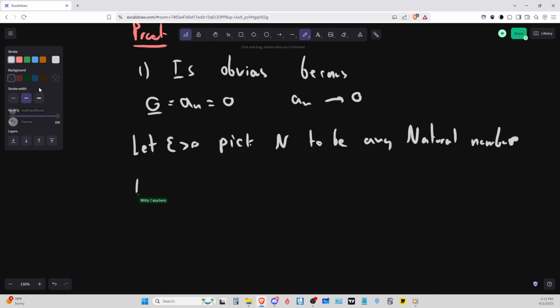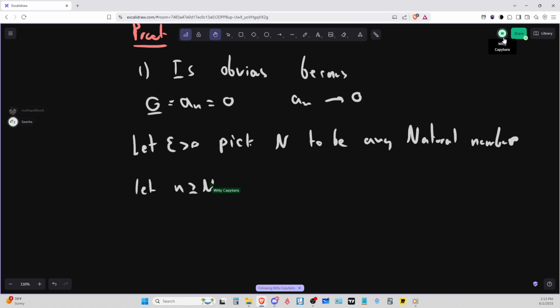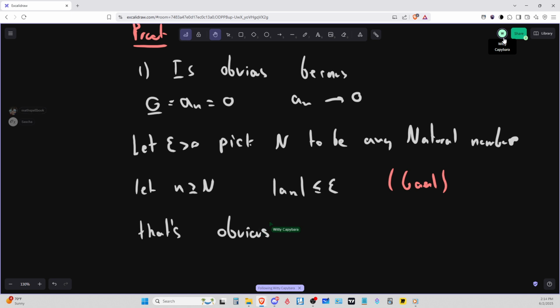Okay, let little n be bigger than big N. Then what we have to show is that the absolute value of a_n is less than epsilon, right? That's our goal in order to show it's converging to 0. But that's definitely true because a_n is equal to 0, right? Yeah, that's obviously true. Oh, okay. So it all goes back to epsilon being greater than 0. That's why it's obvious.